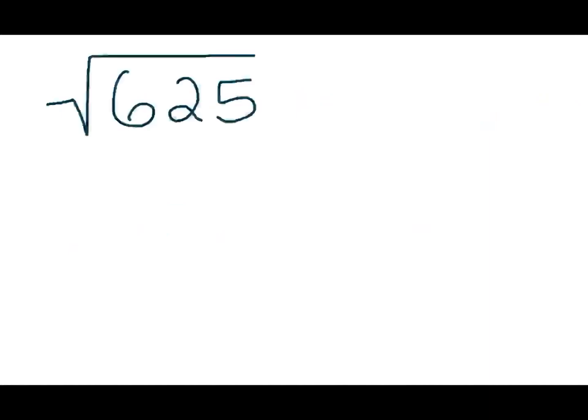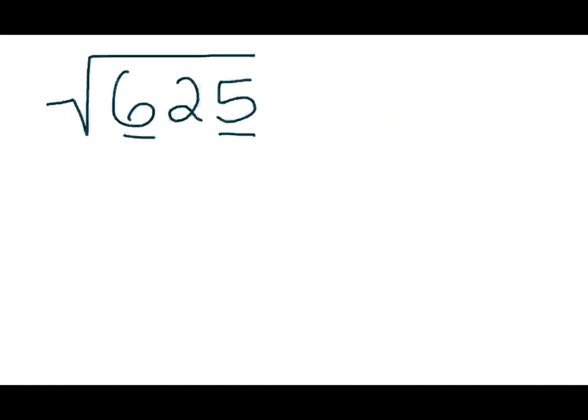Anyway, so now our next number is the square root of 625. Again, I'm going to use the factors of 625 to figure this out. First of all, I know that this is not divisible by 2, okay, because the last number is 5. I know it's not divisible by 3, because if I add all these numbers up, I don't get something that's divisible by 3. I get 13, and 3 does not go into 13.